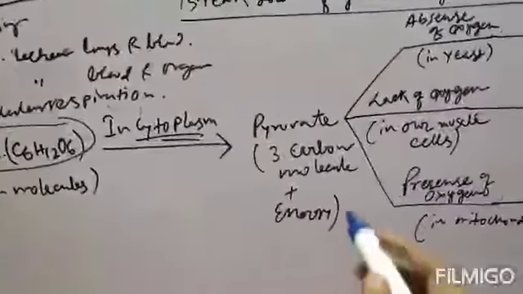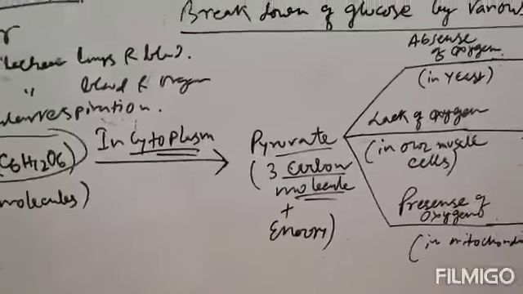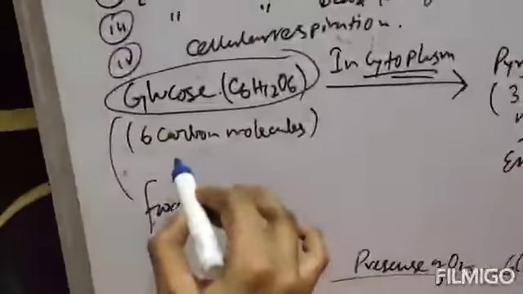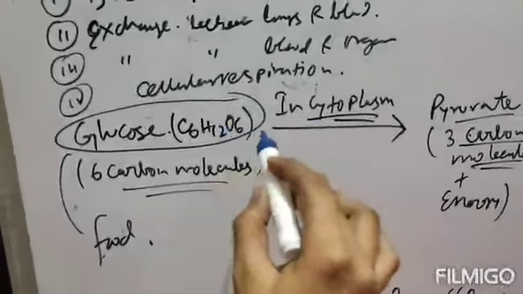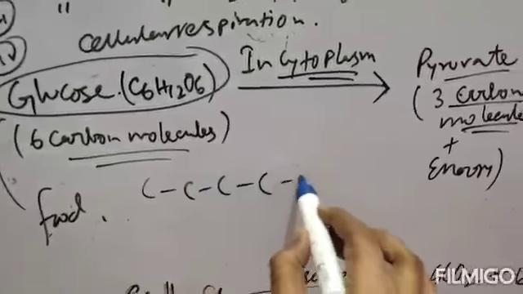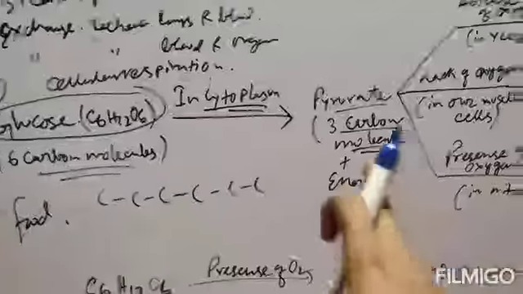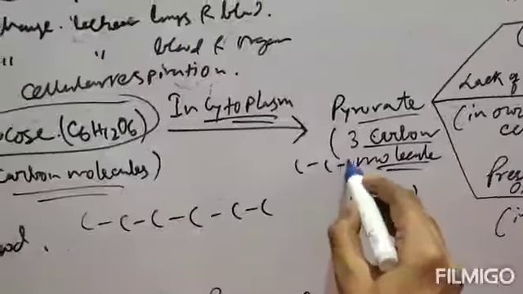What is pyruvate compound? Pyruvate is a 3 carbon molecule compound, and it releases energy. Initially glucose was a 6 carbon molecule. The formula of glucose is C6H12O6. 6 carbon means 1, 2, 3, 4, 5 and 6. Initially glucose was a 6 carbon molecule, and pyruvate is a 3 carbon molecule.